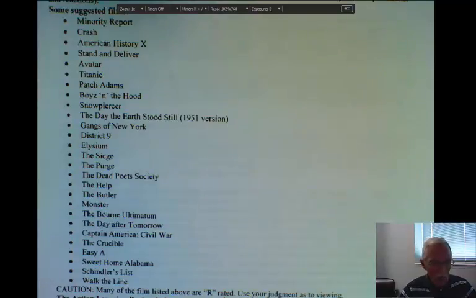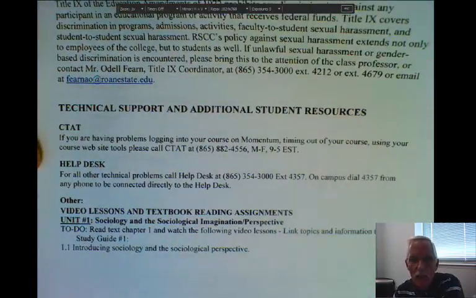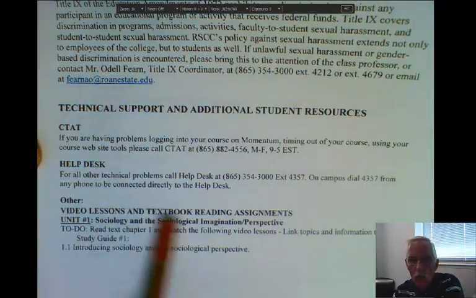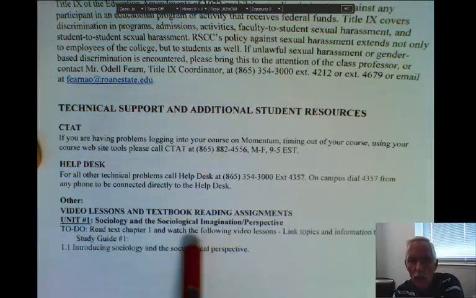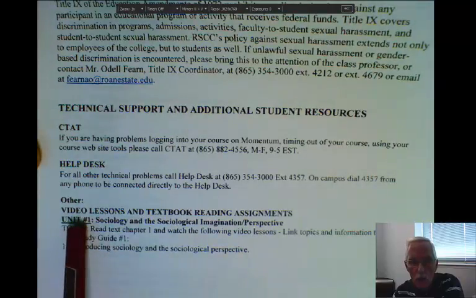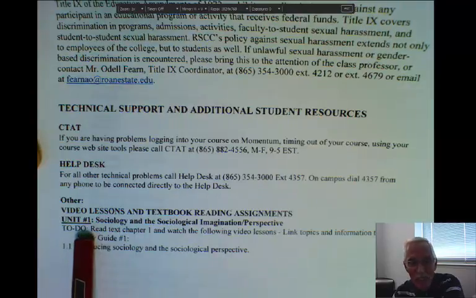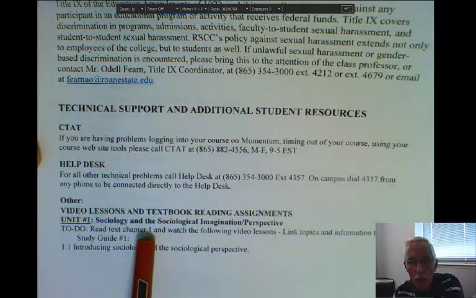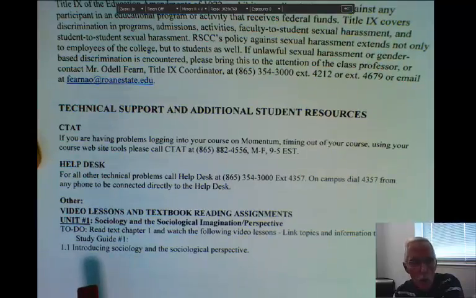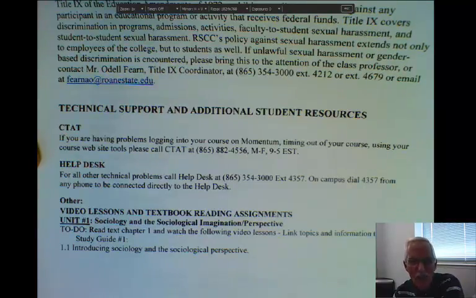Now, once you get over to the 9th page, actually the bottom of the 8th page, there is a listing of video lessons along with textbook reading assignments that go with the video lessons. You'll see Unit 1, and then I've specified particularly information in the text that you will need to read, and then you'll need to watch these video lessons. A few of them will be over 15 minutes in length, but most of them are going to run between roughly 10, 13 minutes.